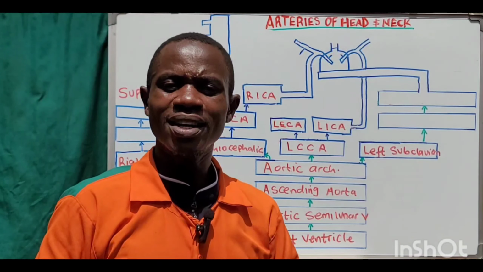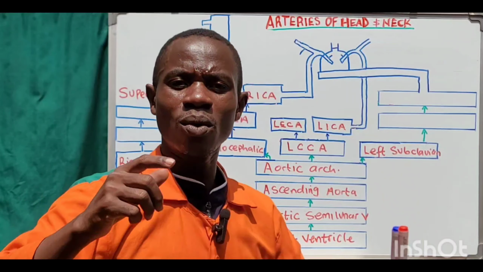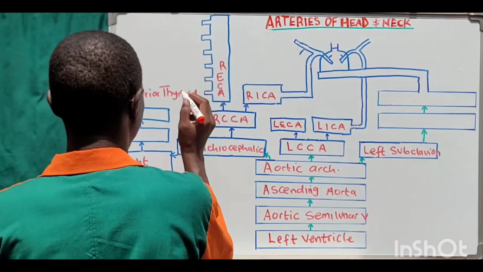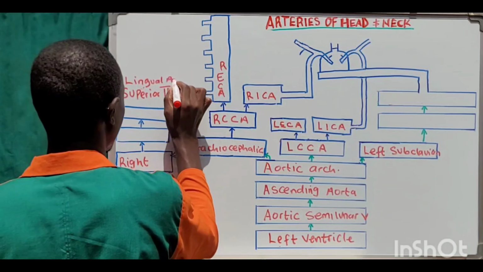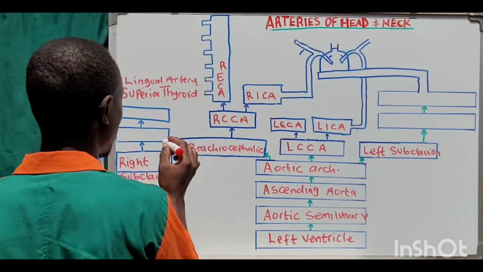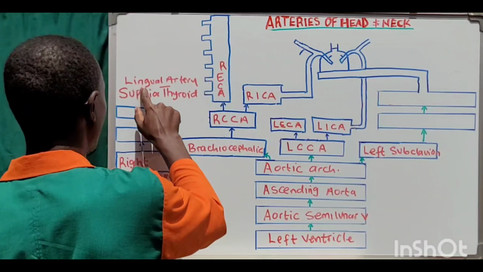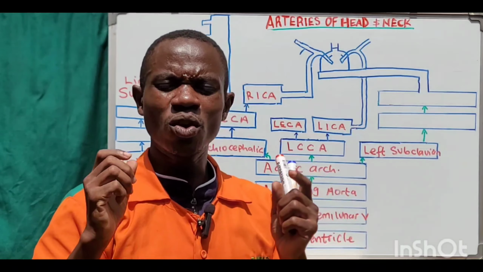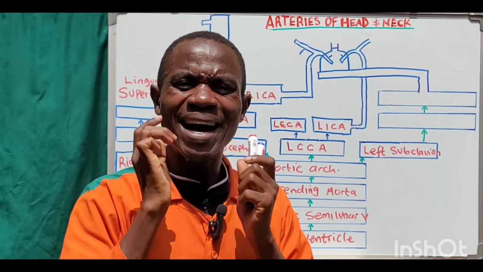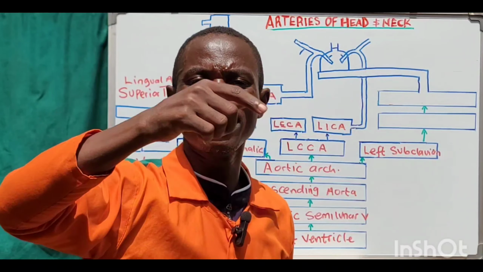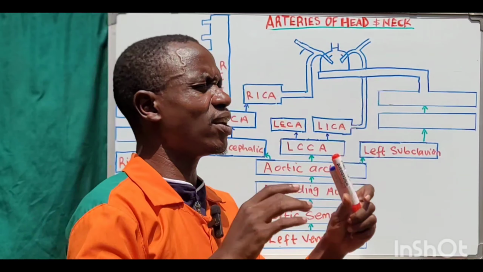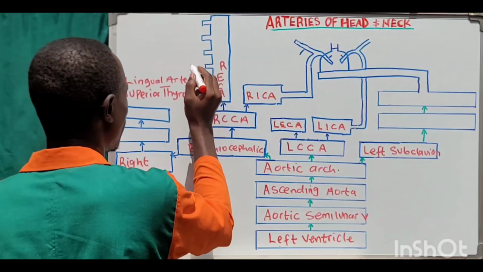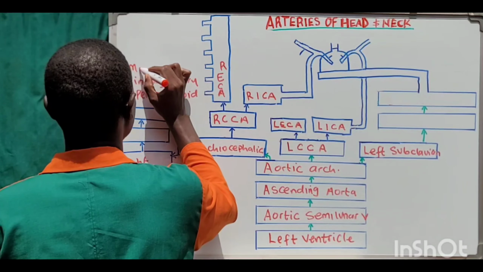The second one is the lingual artery. So this one here is the lingual artery. And then the third one is only going to be supplying the jaw. That one is the maxillary artery, which is also going to be having three branches. But this one here, the third one, is the maxillary artery.